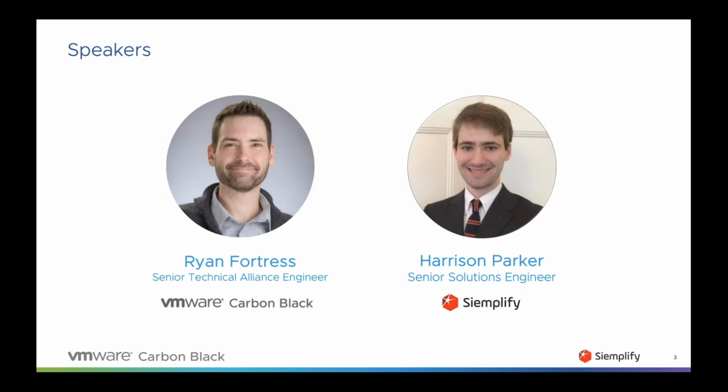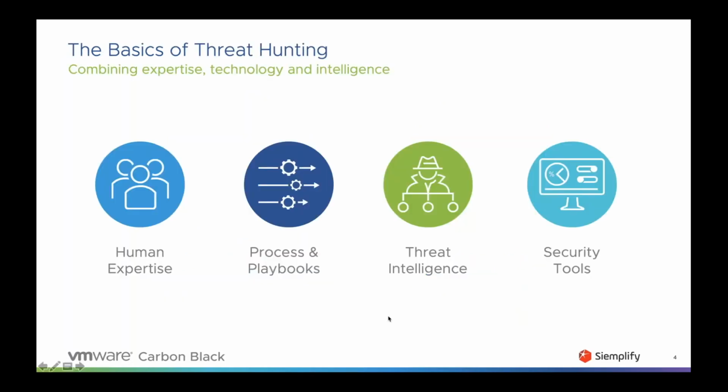Thanks, Ryan. Absolutely. So the basics of a threat hunting program, what are the core components? We see 4 core components. Obviously, the human will always be necessary, but then also the processes and playbooks. Those are going to be in place for automated, repeatable remediation, the threat intelligence to help enrich and guide the processes, and then the security tools to gain context and to take action.